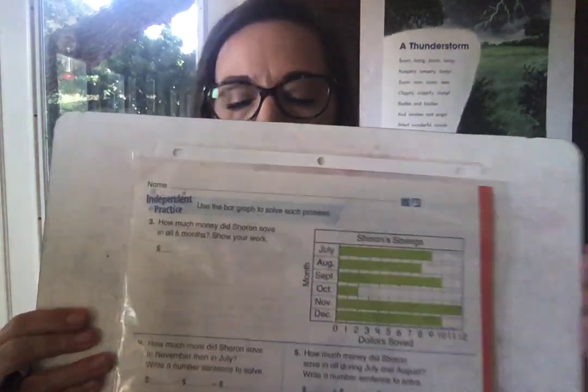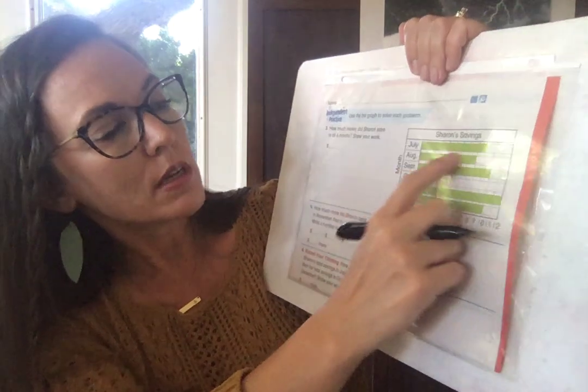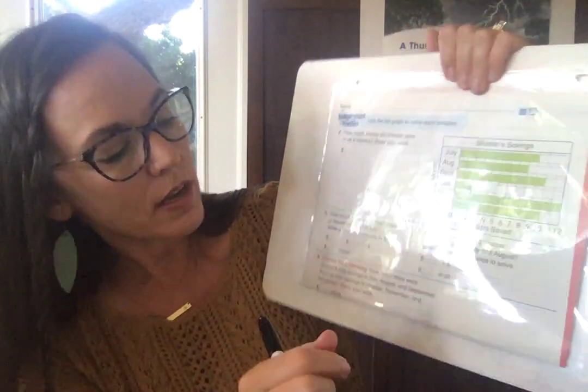Gosh, I love this. We're working with bar graphs. That's super easy. You're going to turn to the next page, and this is where your assignment begins. You're going to use this bar graph called Sharon's Savings to answer 3, 4, 5, and 6. So let's start with Sharon's Savings. I see month, July, August, September, October, November, December, and I see dollars saved. So let's take a peek at that.